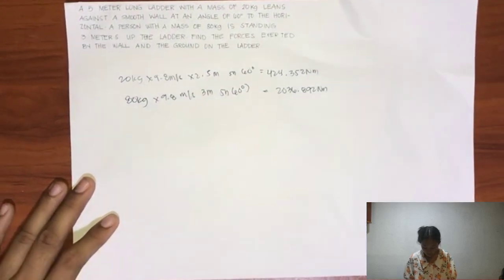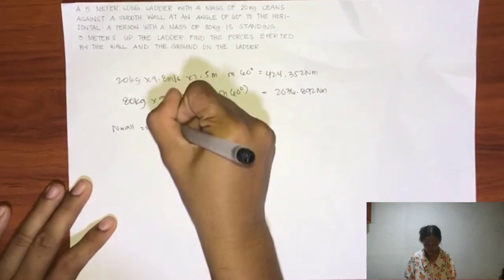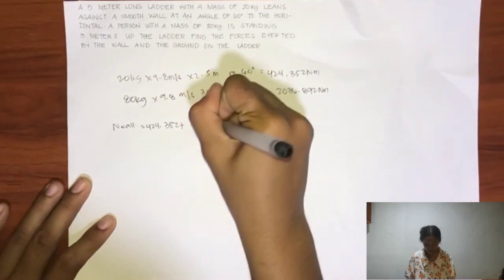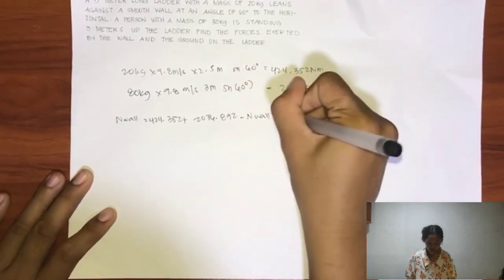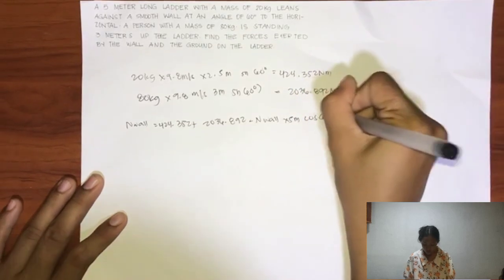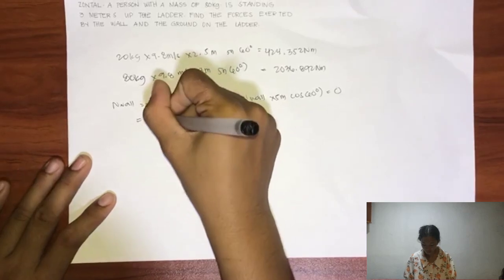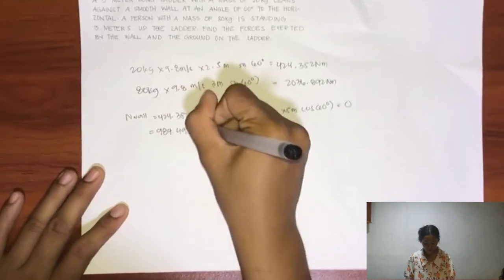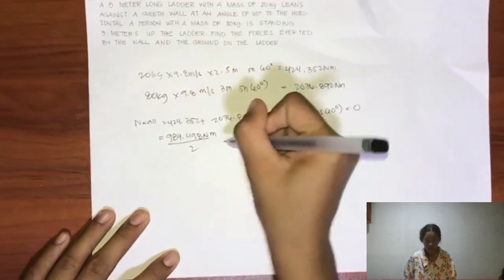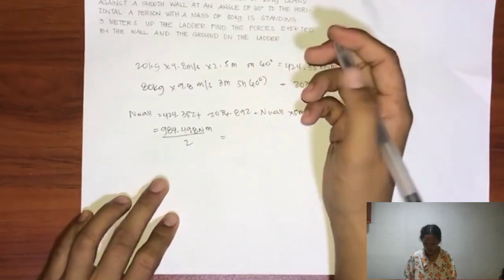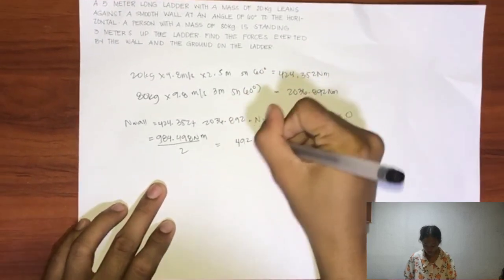To find N wall, we are going to do 424.352 plus 2,036.892 minus N wall times 5 meter cos 60 degrees is equals to 0, which is 984.498 Newton meter. Para maghanap natin ang friction wall, ang gagawin natin is i-divide natin siya sa 2. 984.498 over 2 is equals to 492.249 Newton meter.